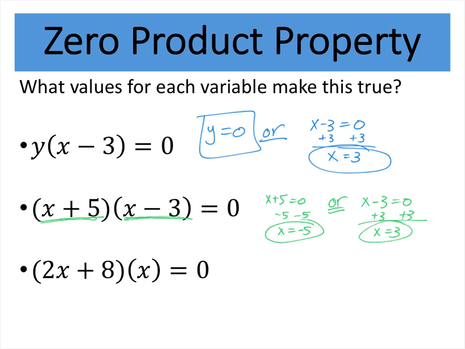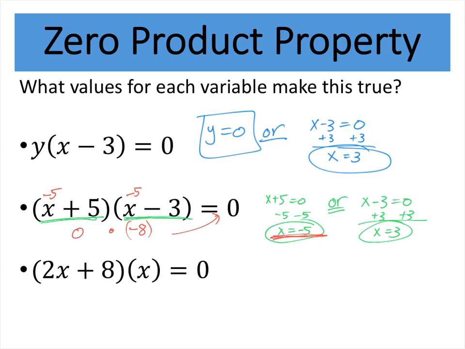And I'll show you what that looks like. If x happens to be negative 5, then negative 5 plus 5 is 0, times negative 5 minus 3, which is negative 8. Well, 0 times negative 8 is, of course, 0. So the reason why we spend all this time is that we want to see what x could be that makes this thing 0.